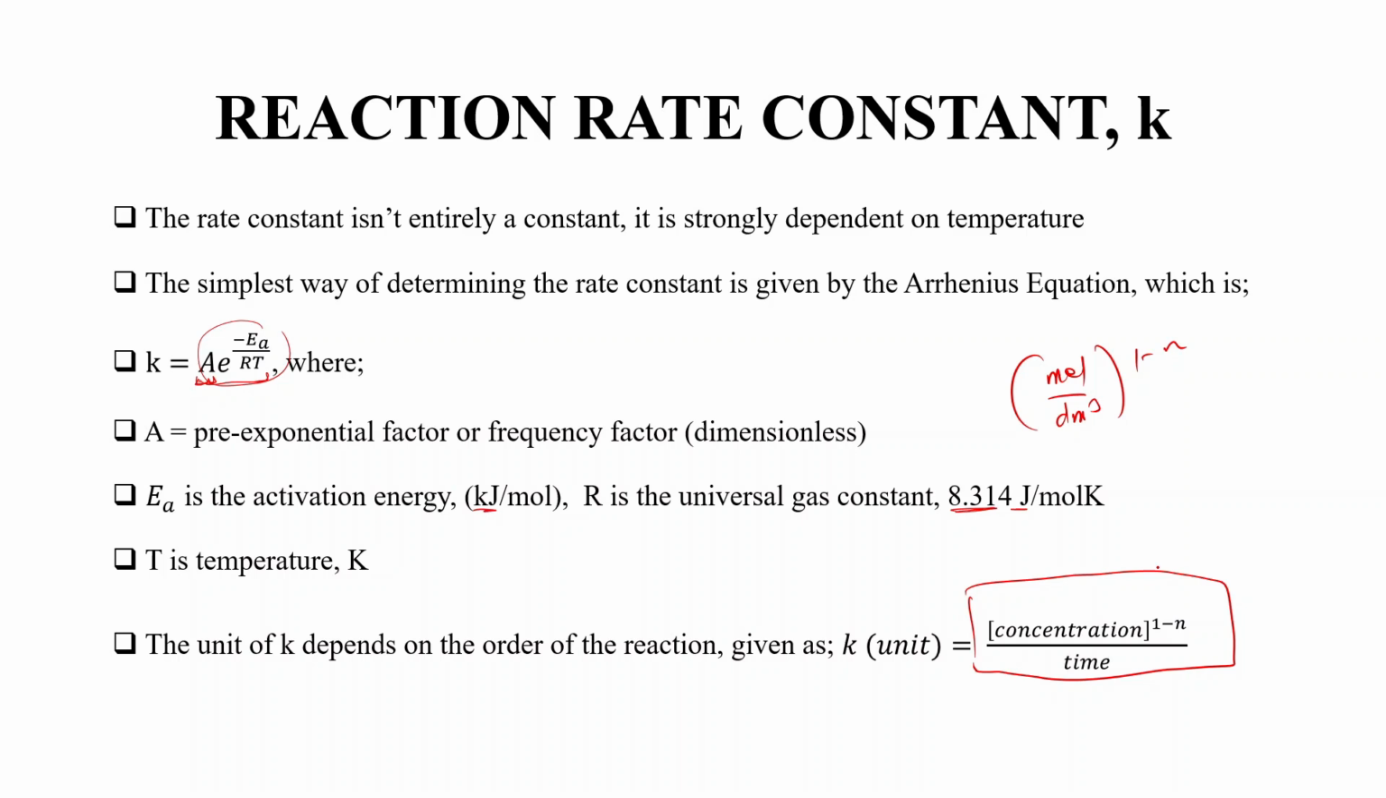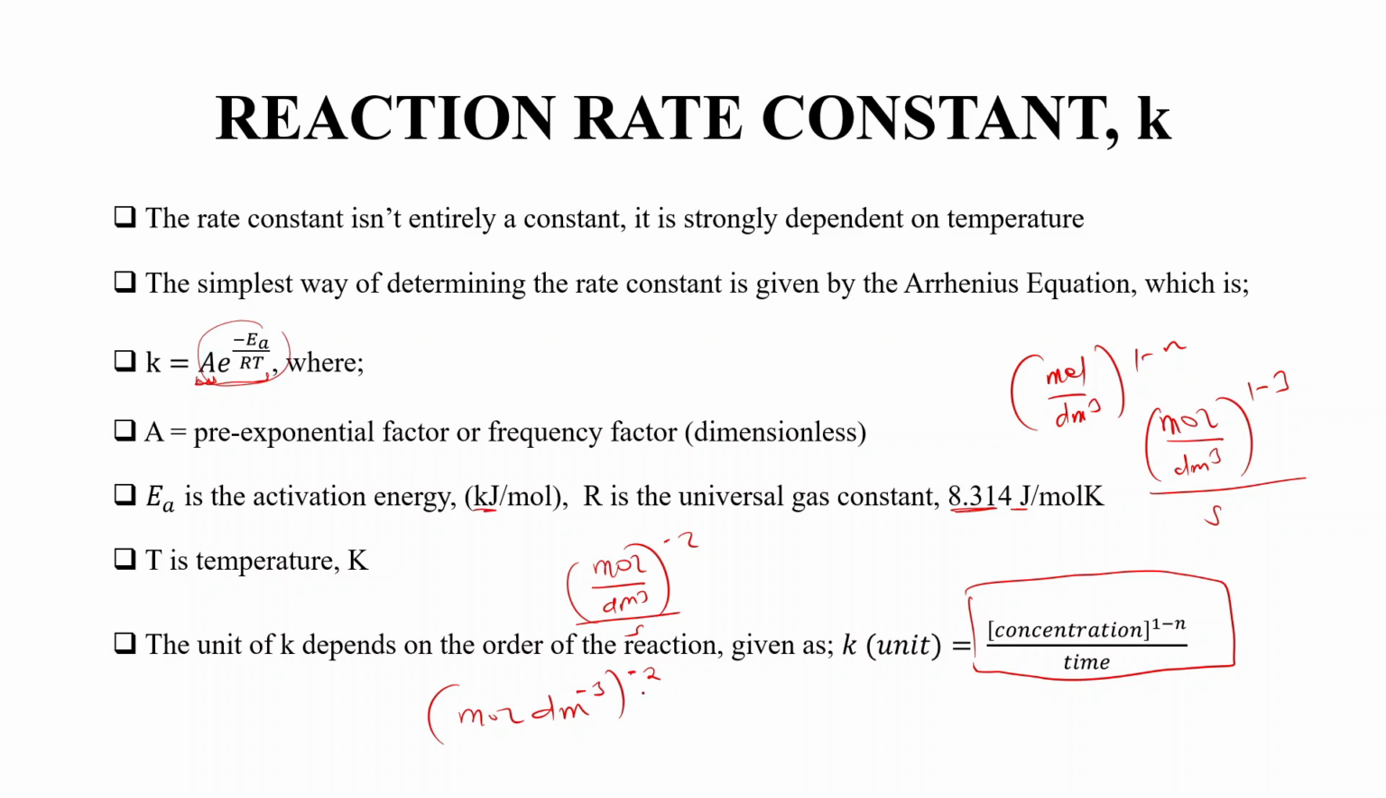So if the order of the reaction is, let's say, 3, then I'm going to have the rate constant unit to be mole per dm cube to the power 1 minus 3, all divided by time. If the time is in seconds, divided by seconds. So I'm going to simplify this as mole per dm cube to the power negative 2 per second.